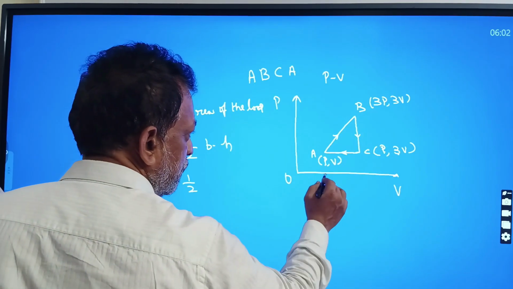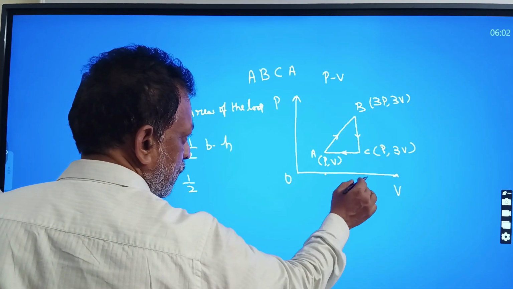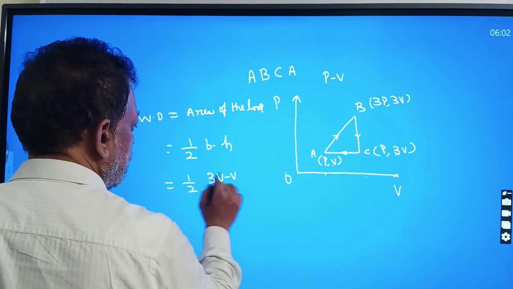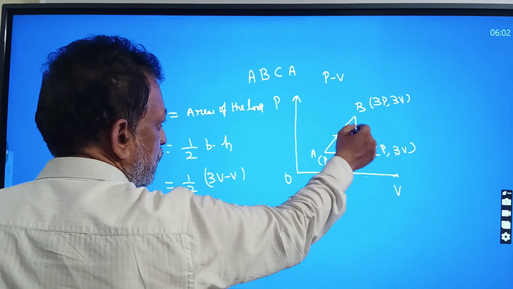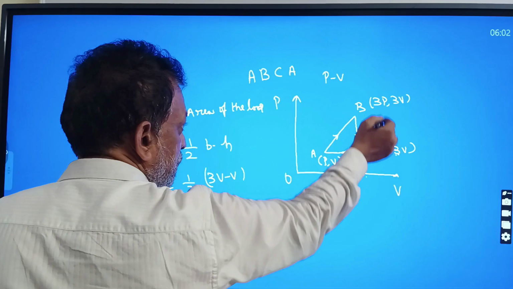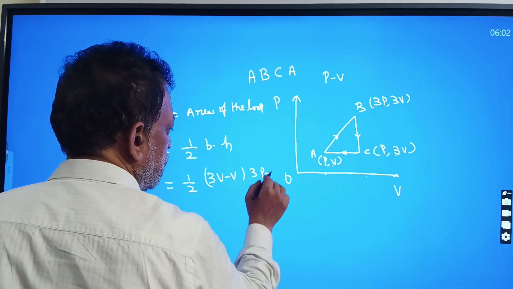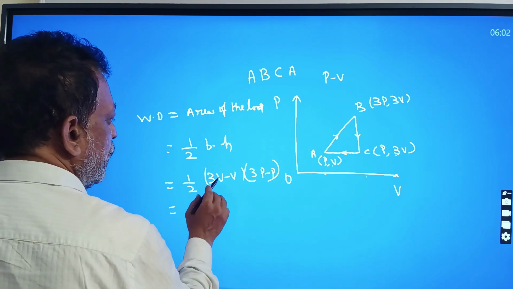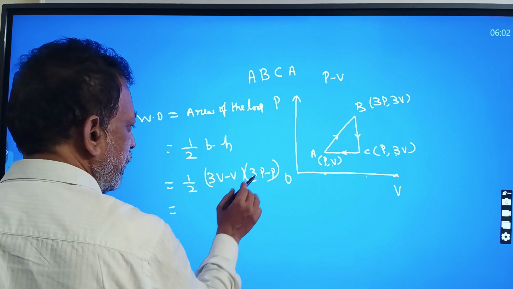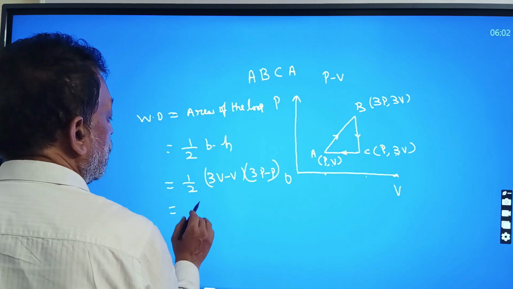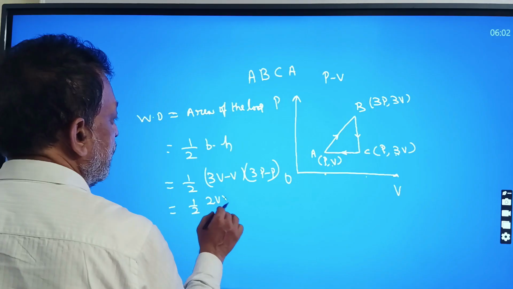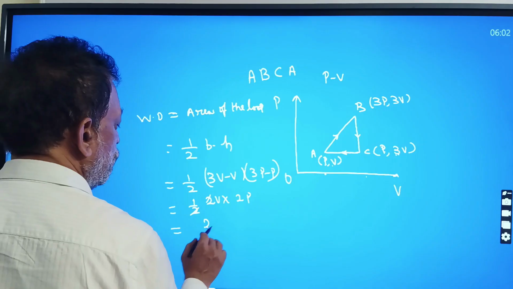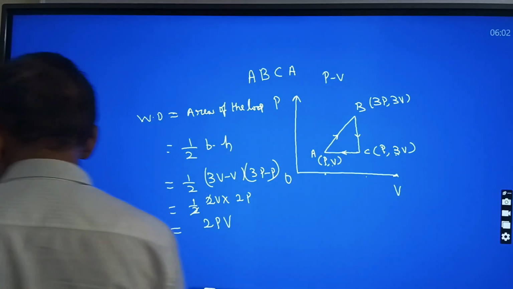So this is the volume changing, pressure is constant. What is the volume? 3V minus V. Pressure difference is 3P minus P. Then what are we getting now? This is 2V, this is 2P. 1 by 2 into 2V into 2P. So the answer is 2PV.